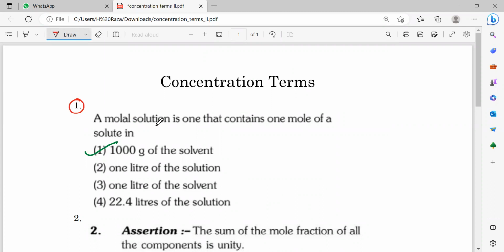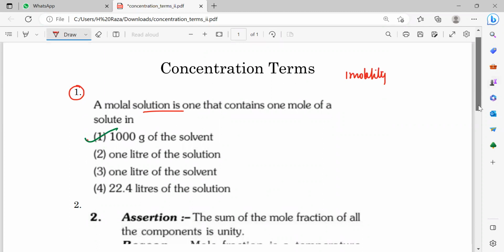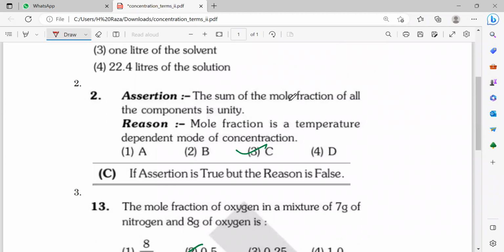That is good. A molar solution, that means 1 mole, basically 1 molality. This is 1000 gram, that is good. Now see, the sum of the mole fraction of all the components is unity. That is good. Yes or no, Humam? Yes, sir. And it is temperature independent. So the answer you have written is B, but it is C. Assertion is true, this is your true, and this is your false. Are you getting my point? Yes, sir.